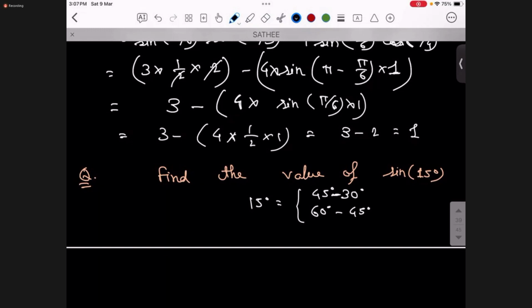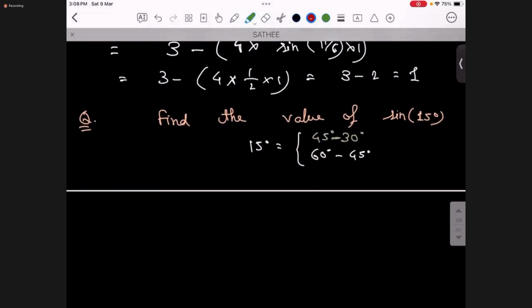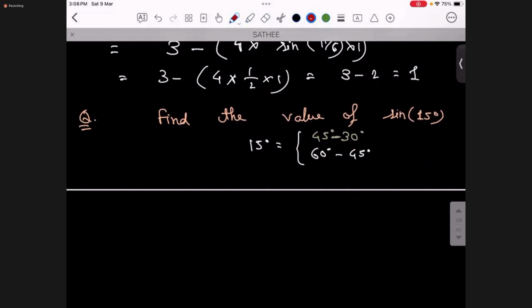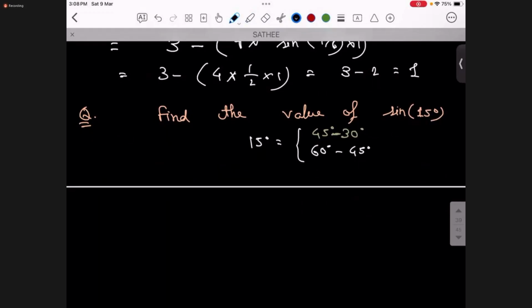Like you can do a similar kind of thing. So the distance between them will be 15, and you can manage how you want to. Okay. So in today's case, I will consider this 45 degree minus 30 degree. So let us do this: sine 15 degree, which is equal to sine 45 degree minus 30 degree.